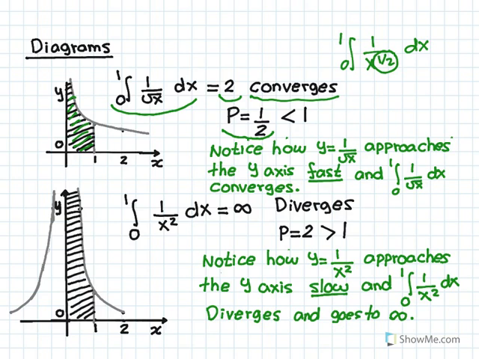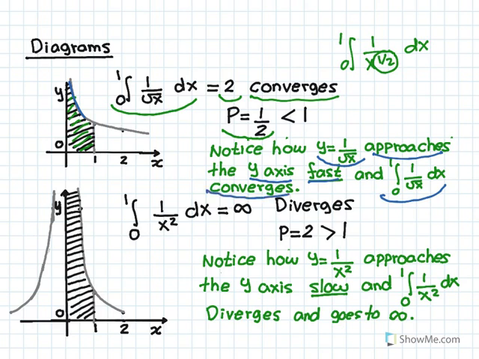Now let's develop the intuition. We have already done the formal math, but now we want to develop the intuition as well. So you can see how y equals 1 over root x approaches the y-axis really fast. You can see how it's approaching the y-axis quite fast. And that's the intuition behind the reason that the integral from 0 to 1 of 1 over root x dx converges.